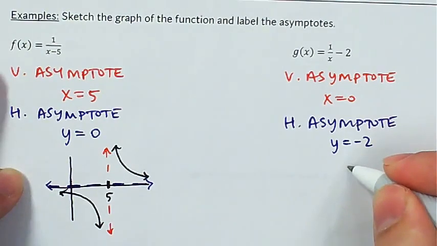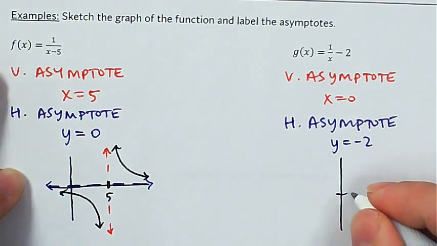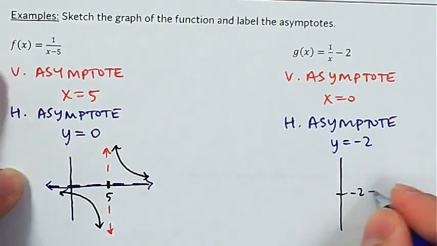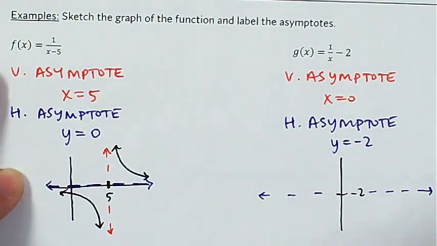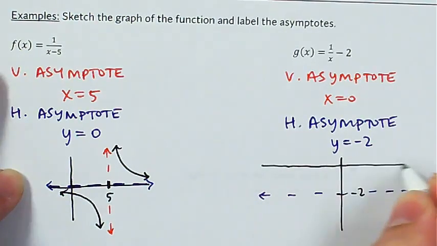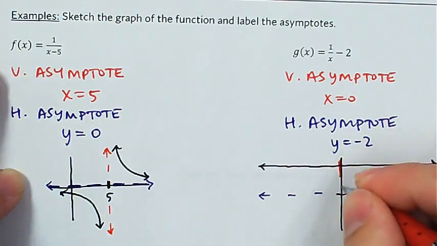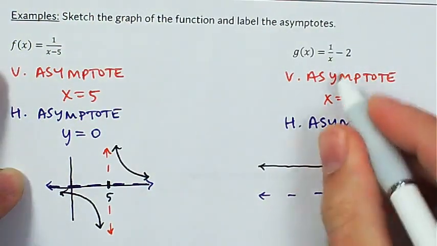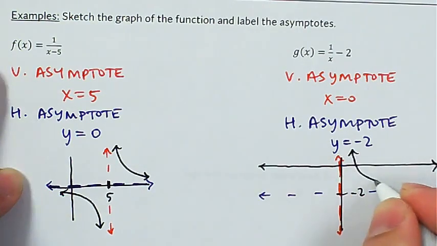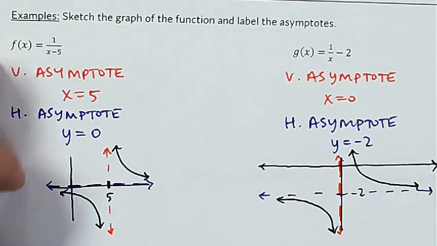So I'm going to draw my y-axis, cut it in half, and that'll be -2 right here. That would mean that the x-axis would be up here, and then the vertical asymptote is x equals 0, so I'm going to clear that in. And then I've just got a graph after that. So regular 1 over x, respecting those asymptotes.